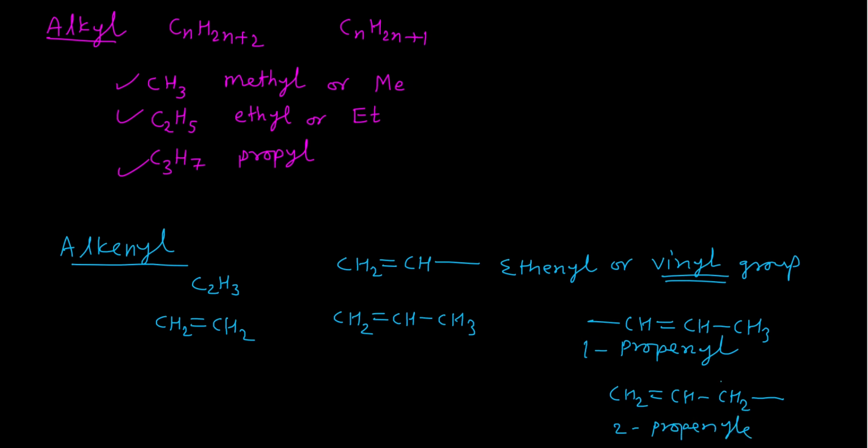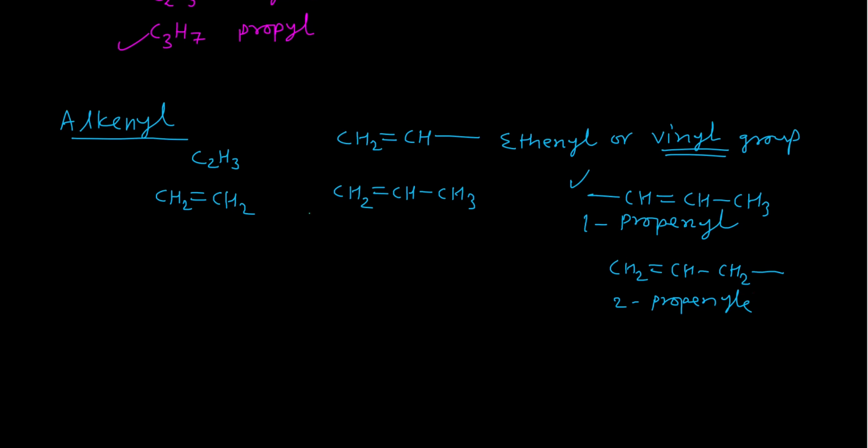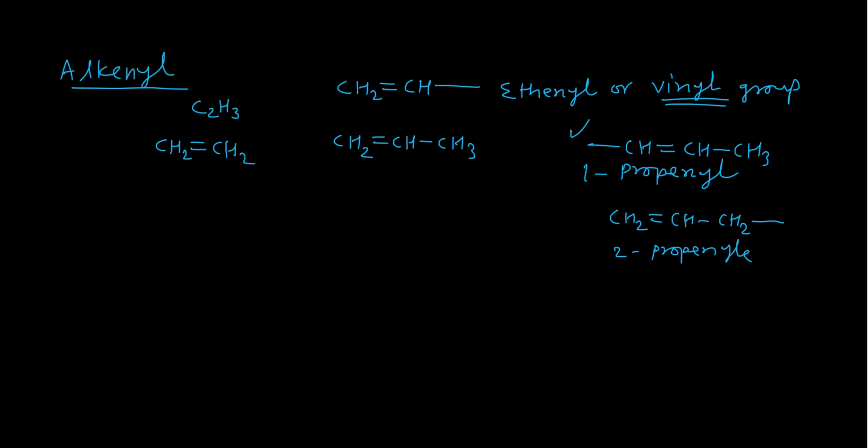Why 2-propenyl? Because you can see the position of the double bond with respect to this free valency. It is at the first carbon, the double bond is present, so it is 1-propenyl. With respect to this free valency, the double bond is present at 1 and 2, at the second carbon, that's why it is 2-propenyl. So these are the hydrocarbon substituent groups, like the vinyl group and propenyl group, or you can get the butenyl group similarly in the same way.